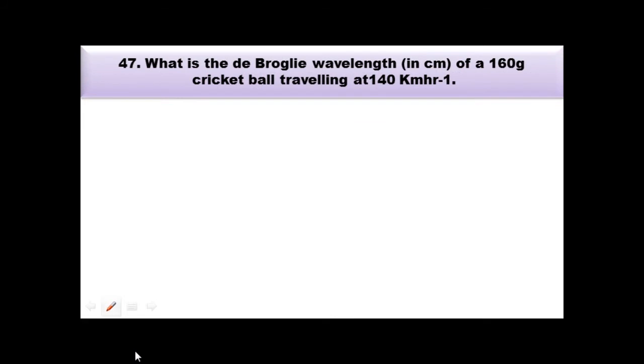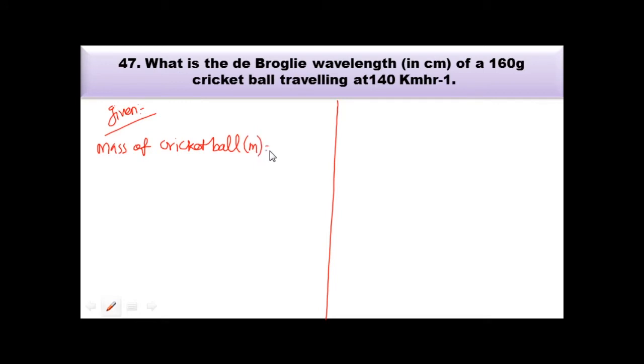The next question, question number 47. What is the de Broglie wavelength of a 160 gram cricket ball traveling at 140 kilometer per hour? So what are the givens? Mass of the cricket ball is given, equal to 160 gram, converted into kilogram, so multiplied with 10 power minus 3 kilogram.